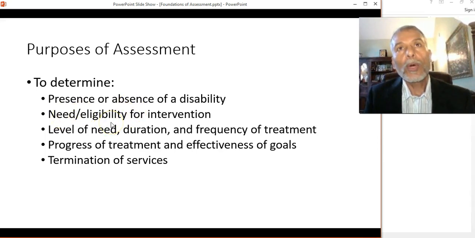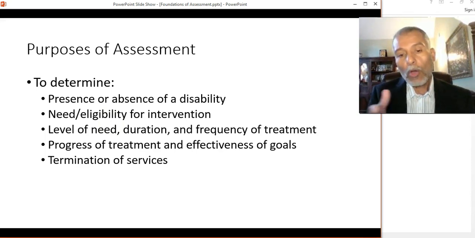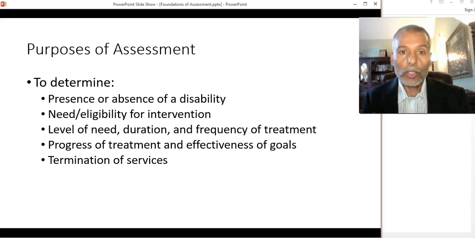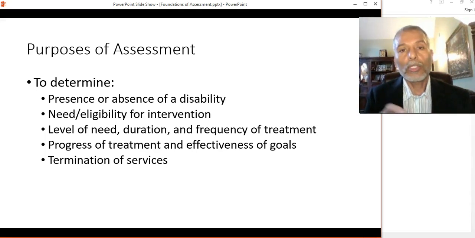also, one big piece of why we do testing, of course, in many contexts, is to determine if someone is eligible for services. Health insurances are going to require testing so that you confirm that this person actually has a disability that requires to be addressed. And school systems require evaluations to confirm if the person is eligible to receive special education services in the area of speech and language and swallowing.